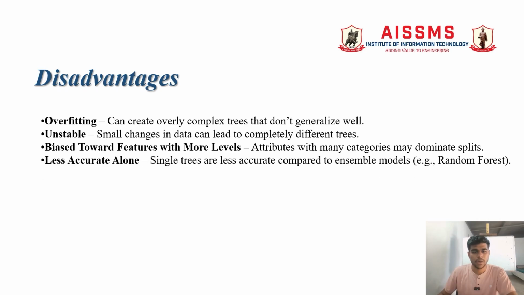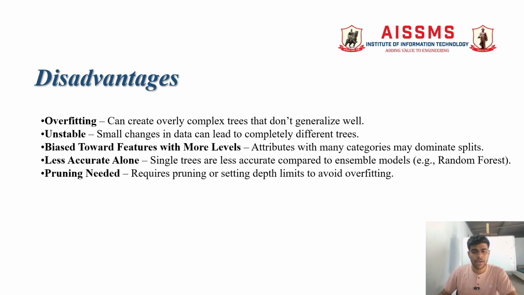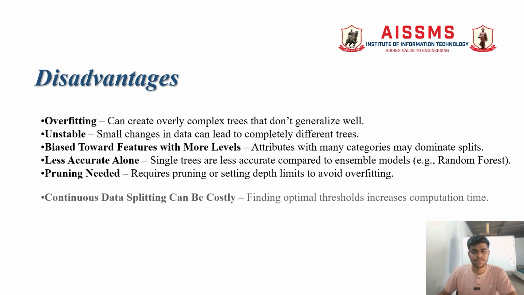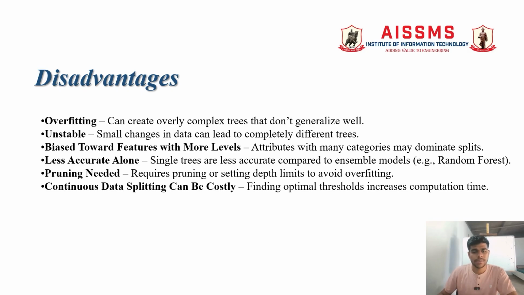Less accurate alone: single trees are less accurate compared to ensemble models. Pruning needed: require pruning or setting a depth limit to avoid overfitting. Continuous data split can be costly: finding the optimal threshold increases the computation time.